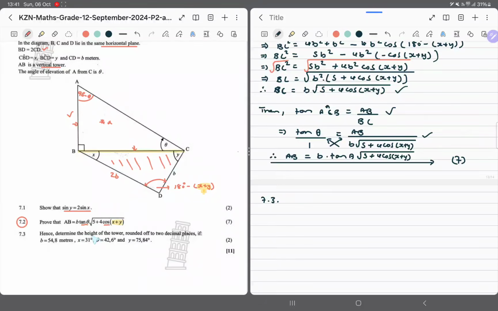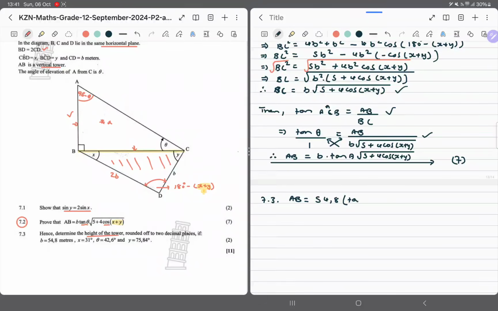Hence, determine the height of the tower, rounded off. Now this is usually the easier one. Again, it just deflates the pressure. Now we have everything that we want. So we know that AB is equal to, now we're told B is 54,8 into tan. Now we're told the angle.